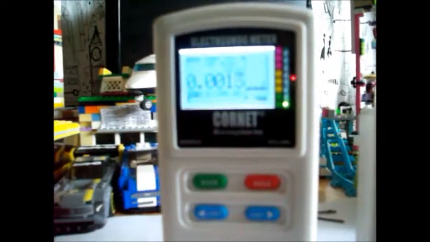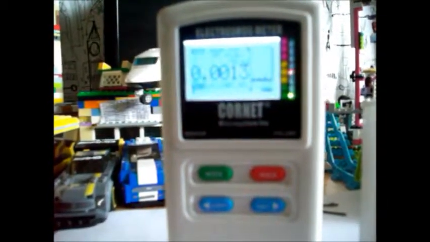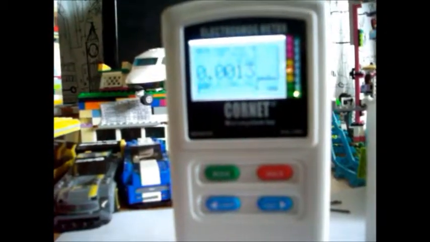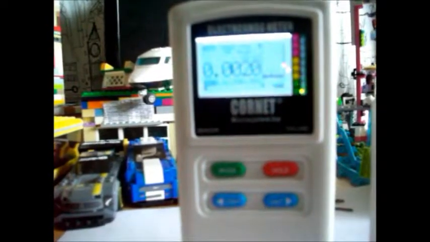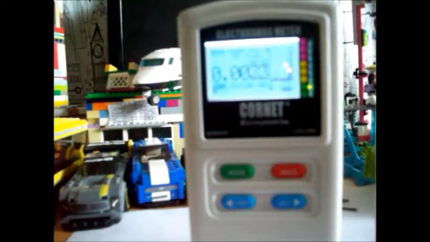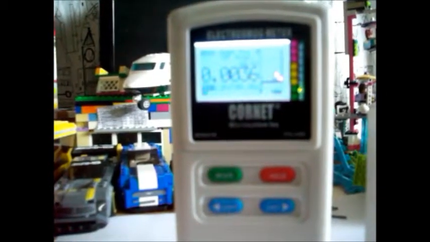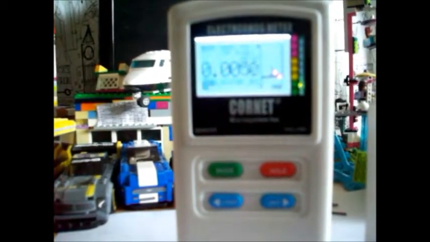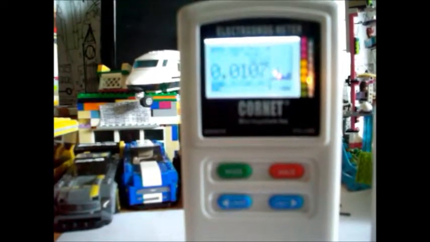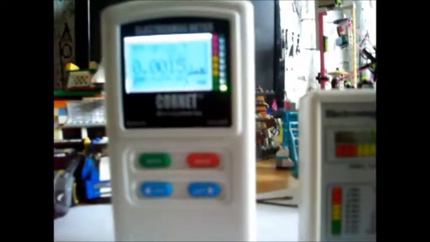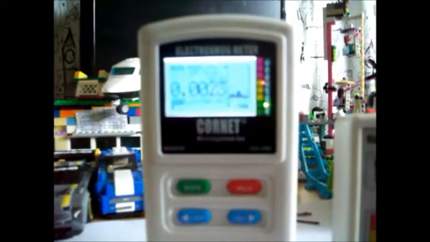Okay, we got one little pulse there, and it was 0.012 milliwatts per square meter. Well, there we go, 0.06. So it still comes through the shield, but much, much lower levels than without the shield there.